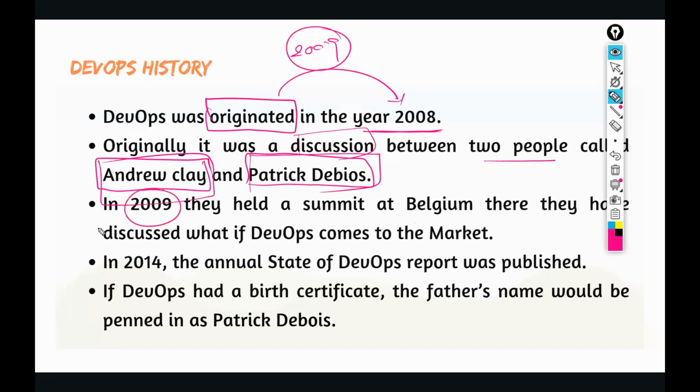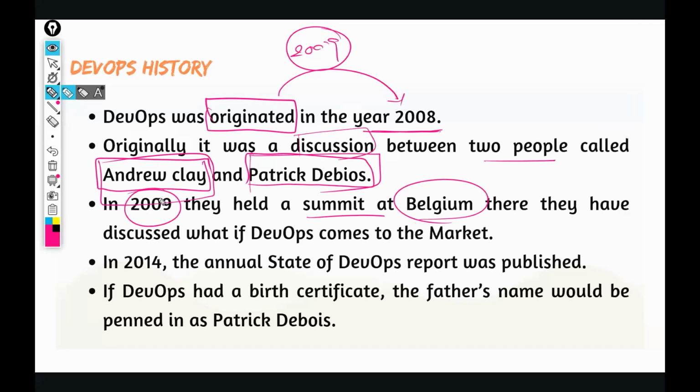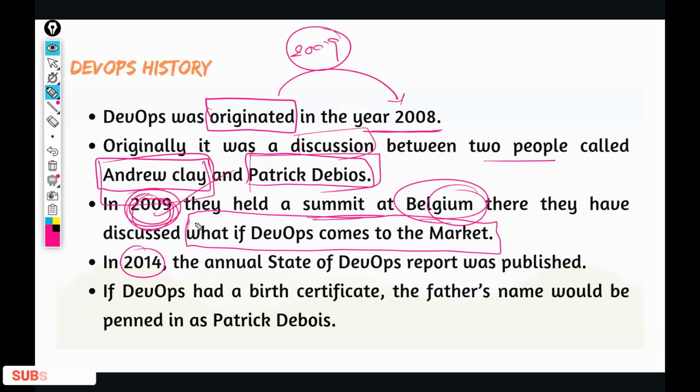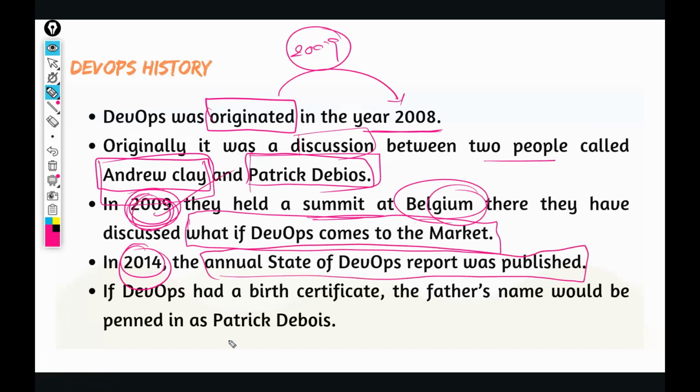So in the year of 2009, they held and submitted the DevOpsDays summit in Belgium. What if DevOps comes into the market? Okay? So after the summit, DevOps was introduced in the year 2009. In the year 2014, the annual State of DevOps report was published. Okay? So the next.